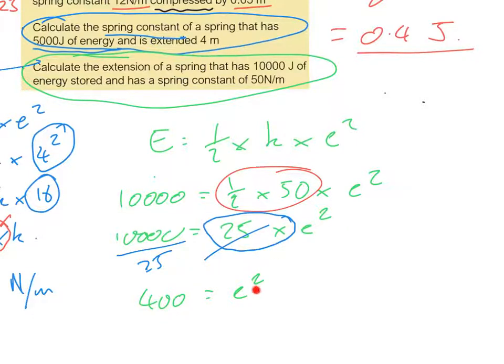So the question here is, what is the opposite of e squared? What's the opposite of squared? How do we get rid of that to cancel it out? Well, the opposite of squared is a square root, and that then cancels that. So the square root of 400 is 20. Work backwards, 20 times 20 equals 400. So 20 metres.